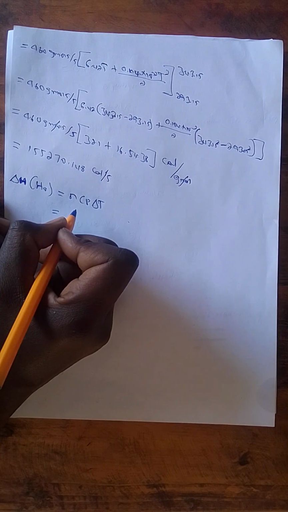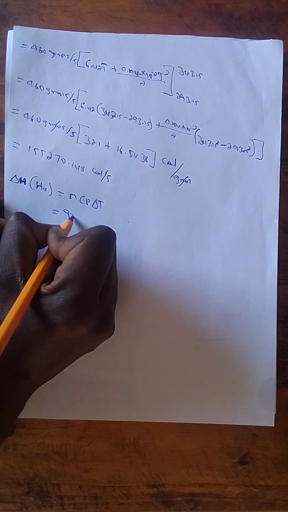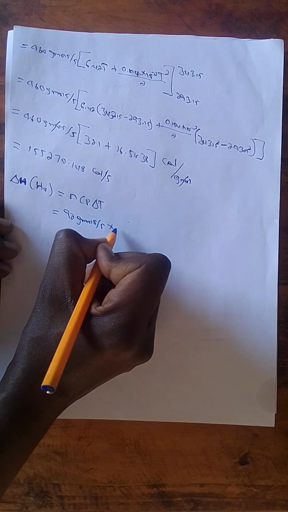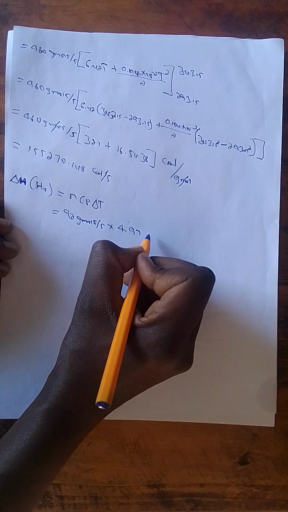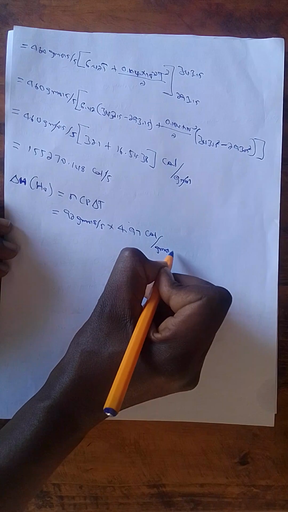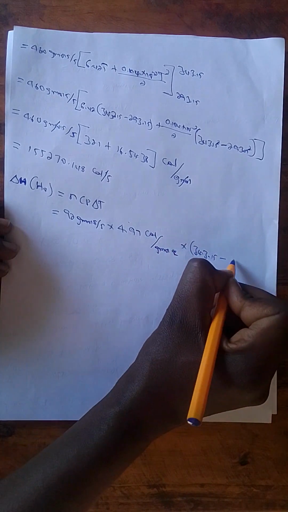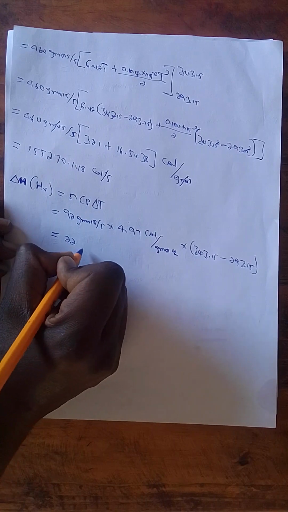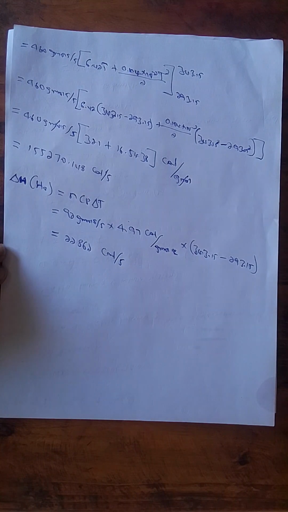So moving forward, we know it's n Cp delta T. The number of moles of He is actually 92 gram moles per second. It's 92 gram moles per second multiplied by our Cp, which is 4.97, and because it's a constant, we just plug in the unit calorie per gram mole Kelvin, right? Multiplied by the change in temperature, 343.15 minus 293.15, right? And if you use your calculator, it gives you 22862 calories per second. So this then becomes the change in enthalpy of the helium at that particular flow rate in those conditions.